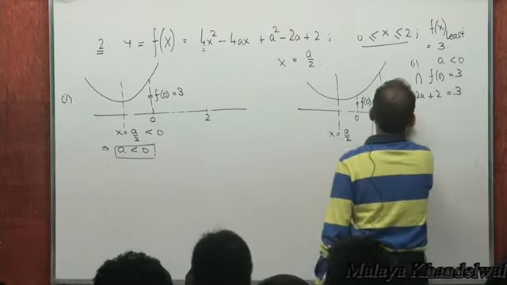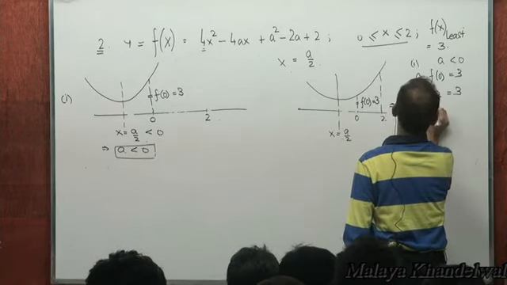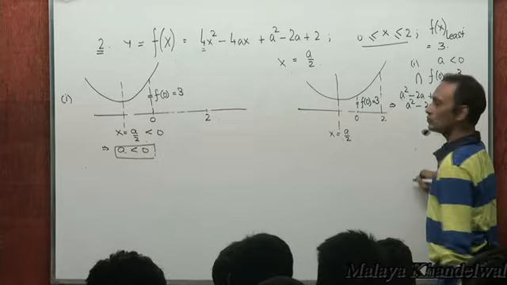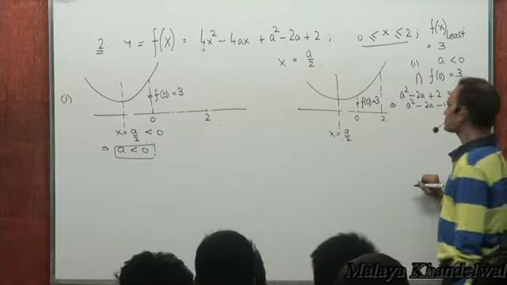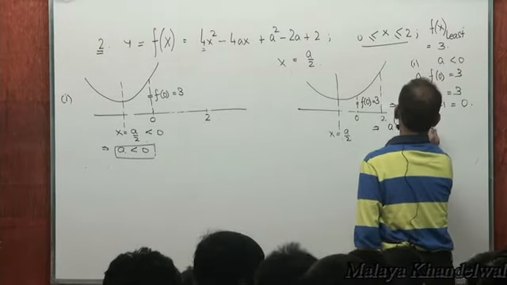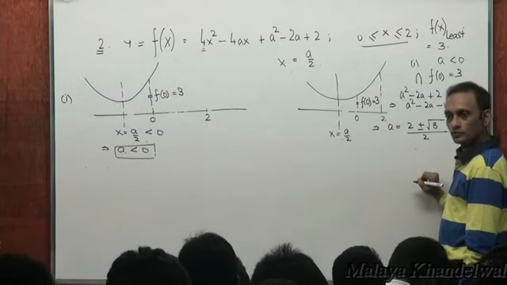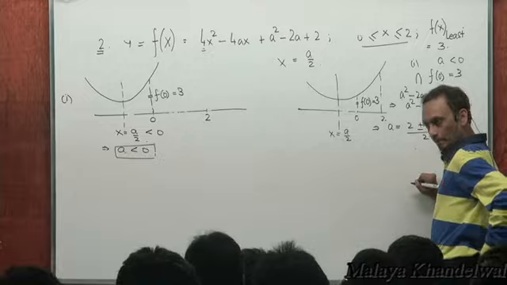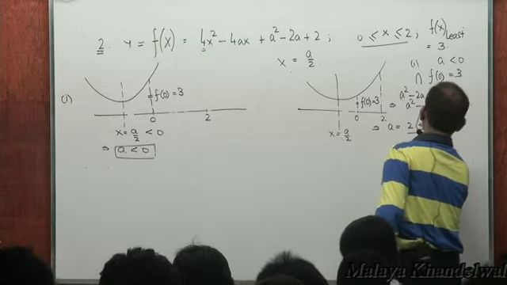Right? A squared minus 2A minus 1 must be 0. Yes or no? Sure. Or A must be... if I solve for A, right? This gives me 1 plus minus root 2.